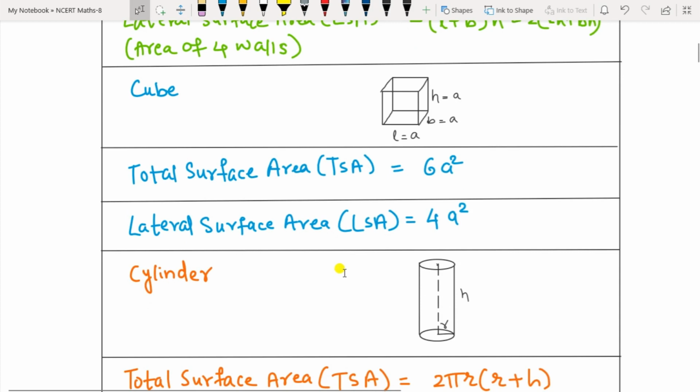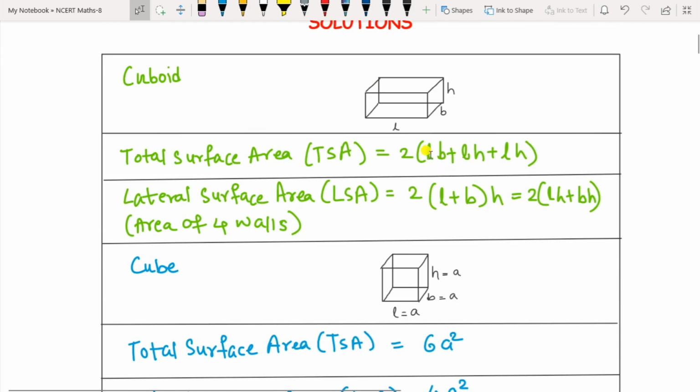The next one is for cube. The three-dimensional figure of a square is called a cube. Now you know in a cube, all the length, breadth and height are same. We are denoting it here as A. So L equal to A, B equal to A and H is also equal to A. So total surface area of the cube will be 6A square and lateral surface area of the cube will be 4A square. Similar formulas are there. If you substitute A in place of L, the formula becomes 6A square.